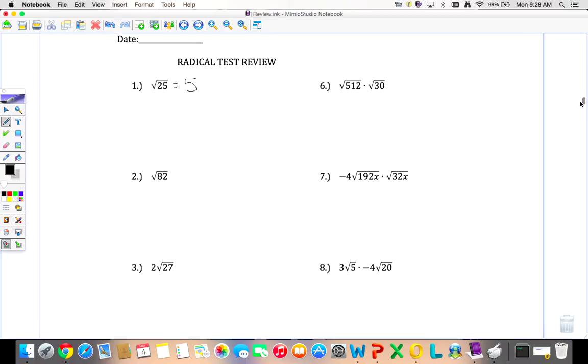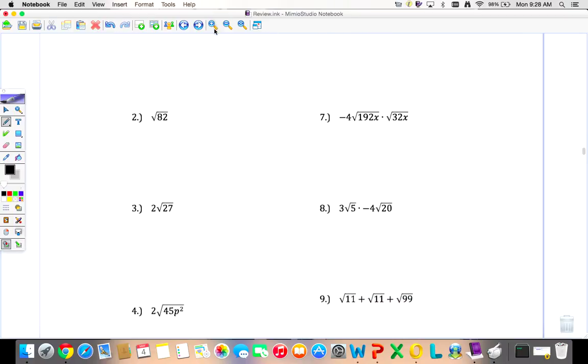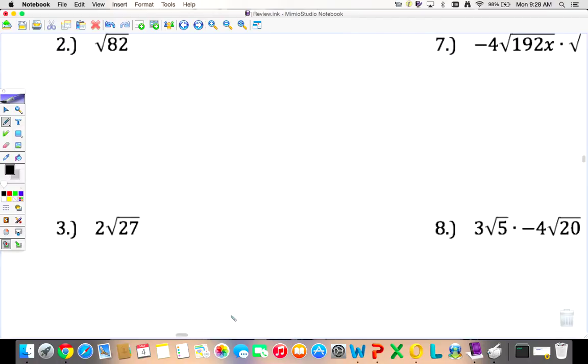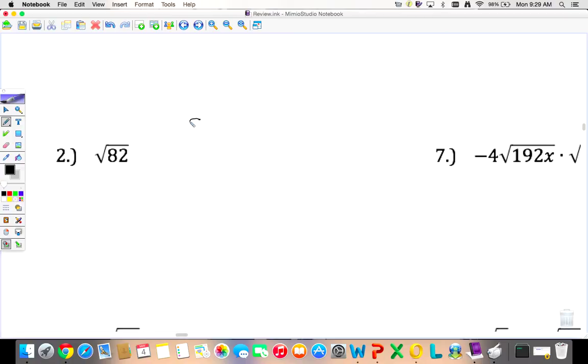Alright, number 2, we have the square root of 82. So we need to go ahead and do our little family tree. Find our prime numbers that go into 82. So I have 82. Need two numbers that go into 82. So you can use your calculator and find a couple. So I can do 2 and 41. Okay, 2 is a prime number, so I know there's nothing else that can go. I don't have to do anything else for that one.